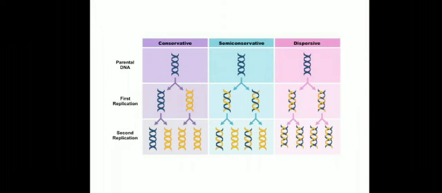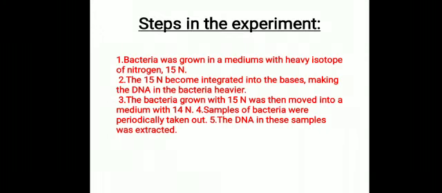So Meselson and Stahl proved in 1958 which process is actually true. To understand the process, they conducted the experiment with the help of E. coli. We all know that E. coli is generated very fast, and its generation time is only 20 minutes. So, what were the steps of the experiment?